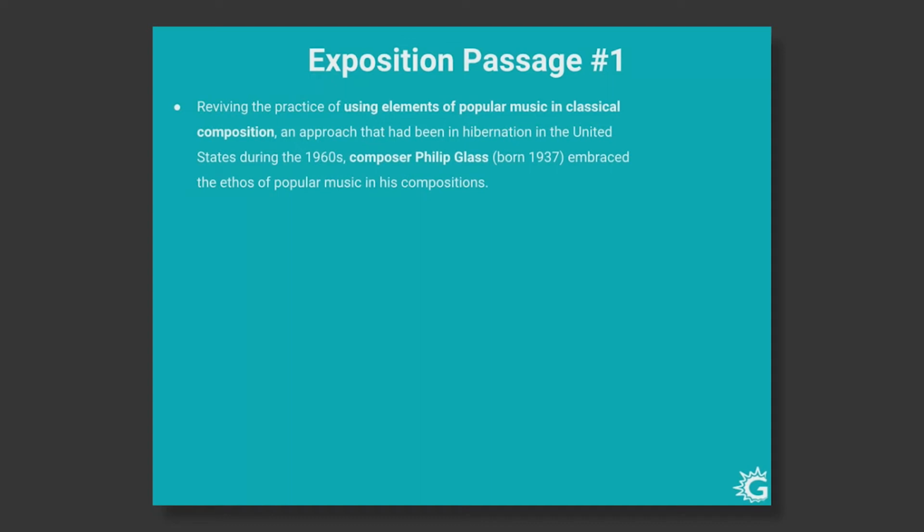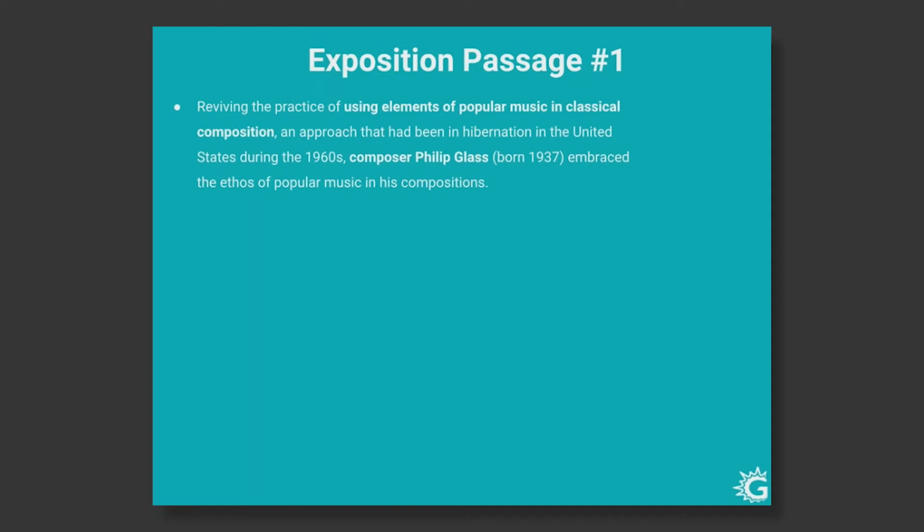So this use of elements of popular music in classical composition was in hibernation for some time until composer Philip Glass comes along and revives this practice. What else do we know? He embraced the ethos of popular music in his compositions. So we have the composer, Glass, coming around, reviving this particular approach, and he likes using elements of popular music in his compositions. So what type of composer do you think Glass is?